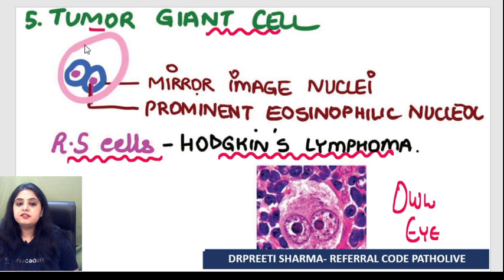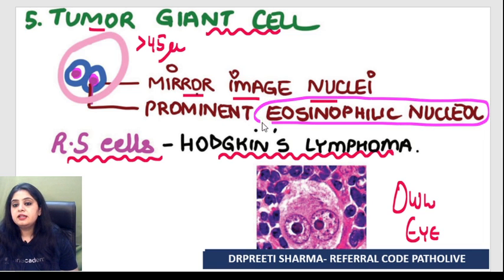So what do you see in a Reed-Sternberg cell? You have a big cell, roughly 45 microns in size. It's huge. It's got 2 nuclei which are twins. They are mirror image nuclei. They look exactly the same. They've got a pink color dot. So that is eosinophilic nucleoli. Pink color. So the eyes, which you're calling owl eyes, are supposed to be pink in color.